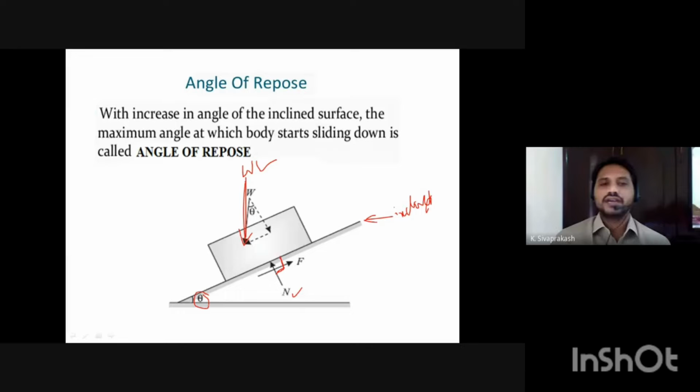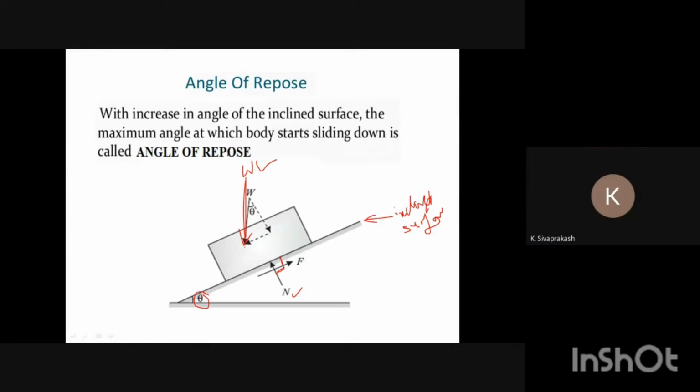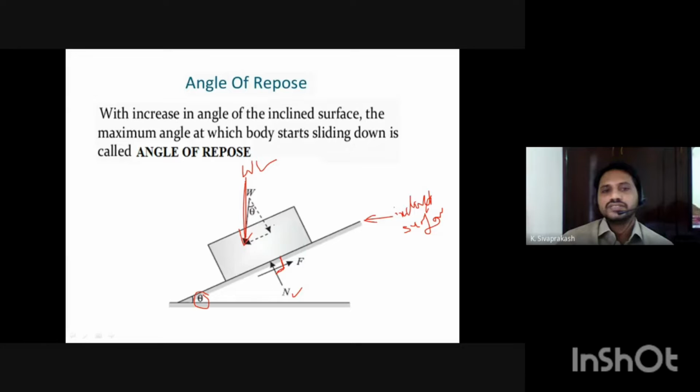But here, when you are increasing theta, increasing theta further, what happens? The inclined surface angle increases, right? So when the inclined surface angle increases, at a particular angle the body starts moving downward. It starts sliding downward. That maximum value at which the body slides down, we represent as the angle of repose. Generally, for the angle of repose, we are increasing that theta value.